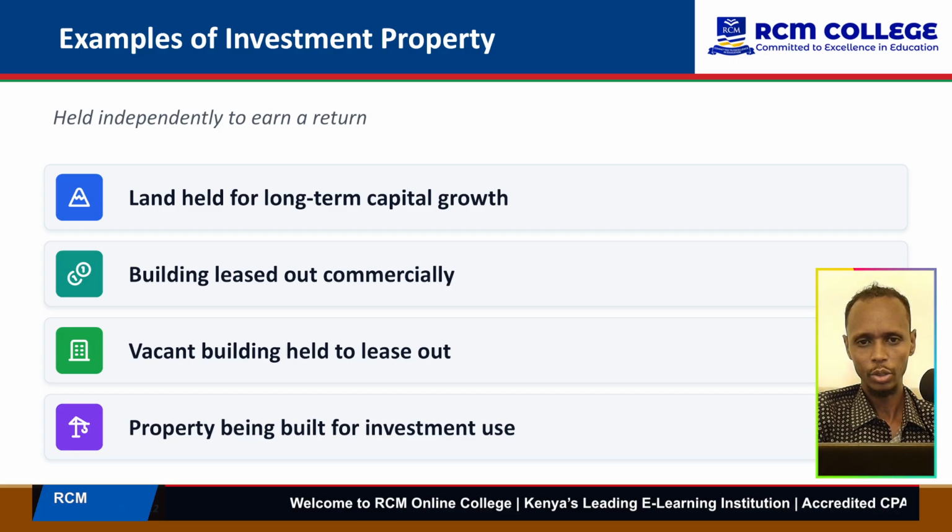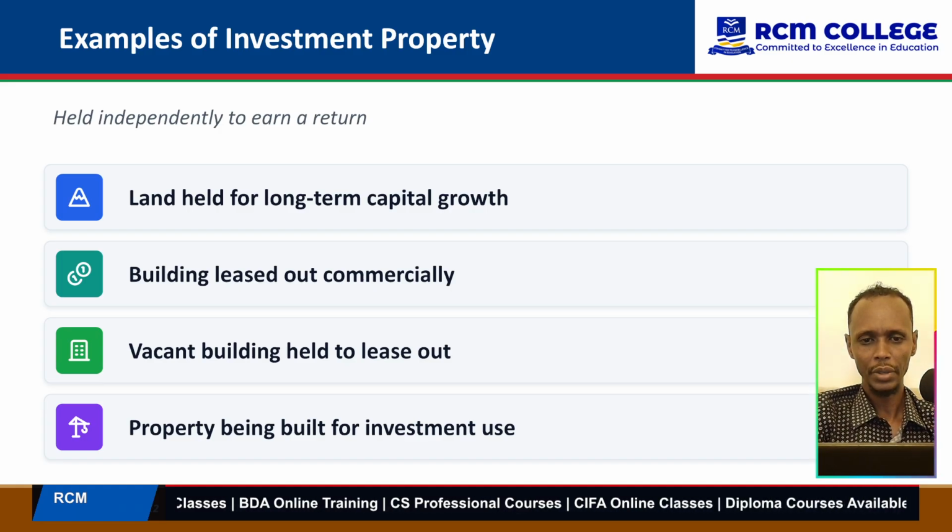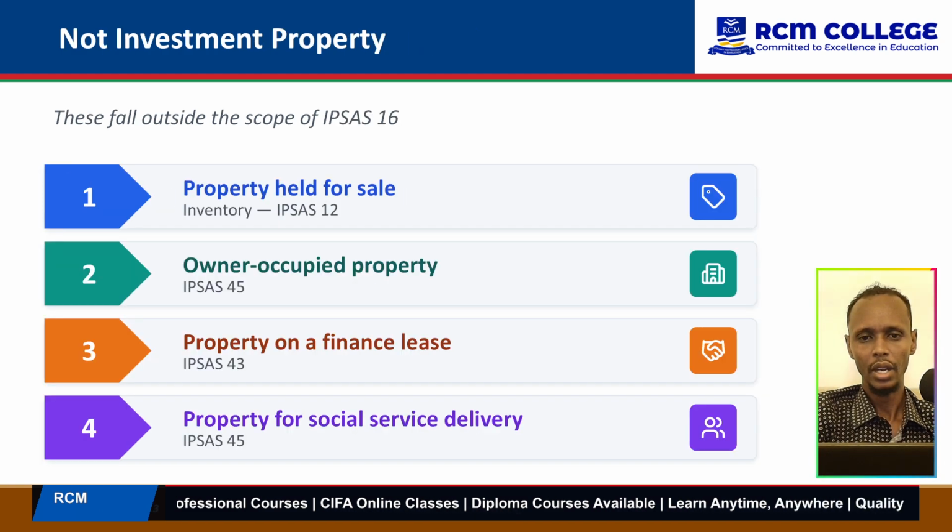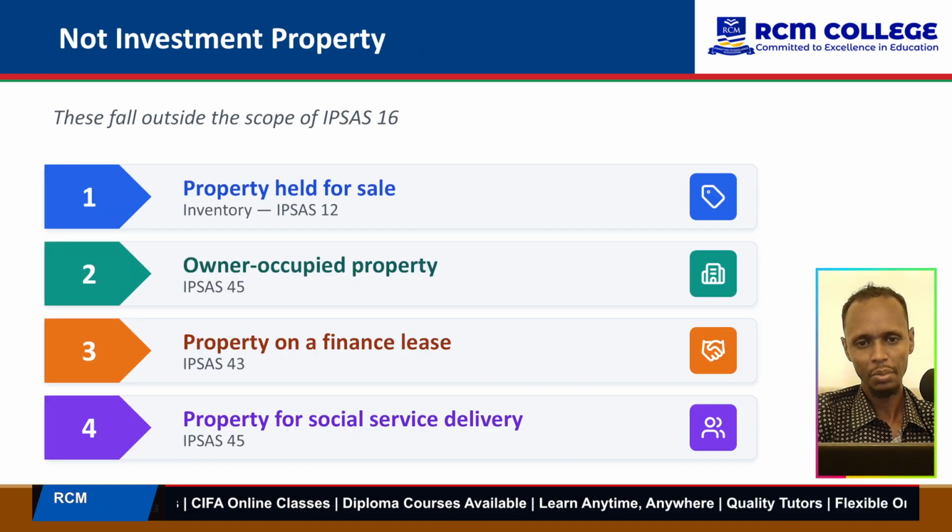Held independently to earn a return. Yes. Land held for long-term capital growth. It is investment property. Building leased out commercially. It is investment property. Vacant building held to lease out. It is investment property. Property being built for investment use. That's also investment property. So these are some of the examples and how you handle them.